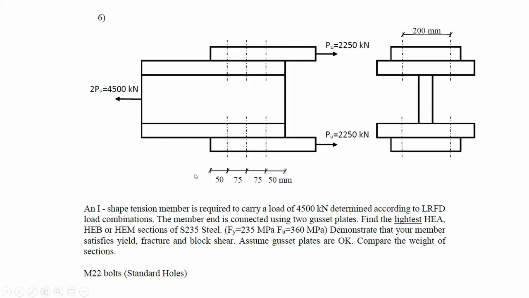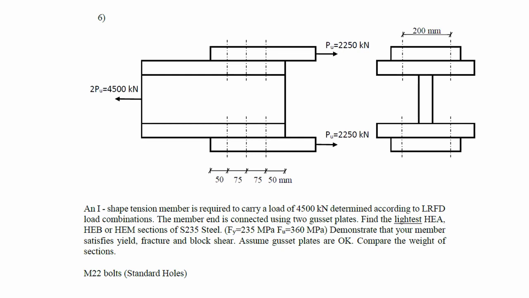Now, an I-shaped tension member is required to carry a load of 4,500 kilonewtons, determined according to LRFD load combinations. The member end is connected using 2 gusset plates. These gusset plates are okay, we don't have to check them. We have to find the lightest HEA, HEB, or HEM section of the given steel. Demonstrate that your member satisfies yield, fracture, and block shear.